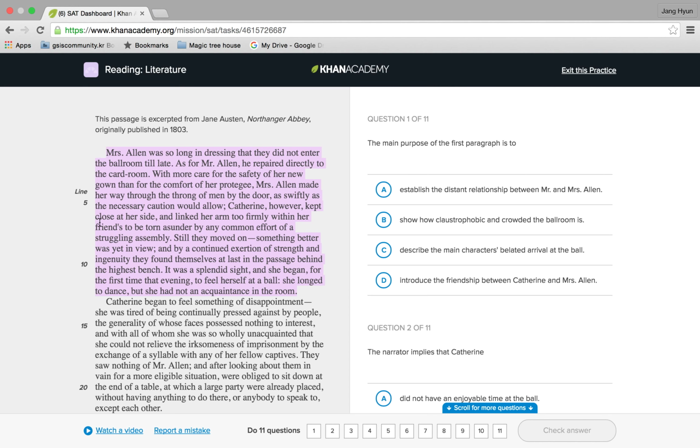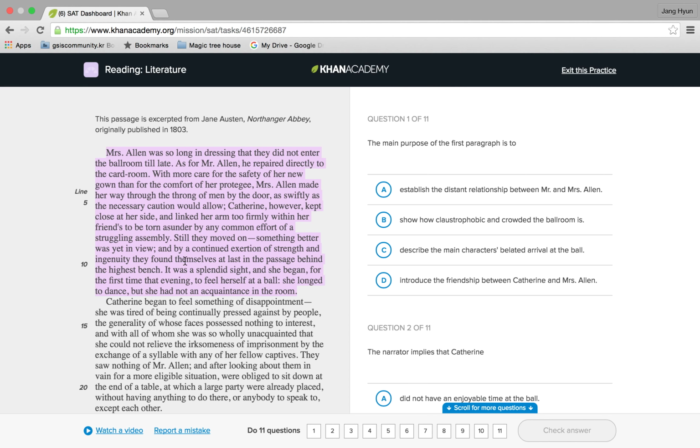Miss Allen went to the card room, and Mrs. Allen just went to the ball. Throng of men. Struggling assembly. Continued exertion of strength and ingenuity.